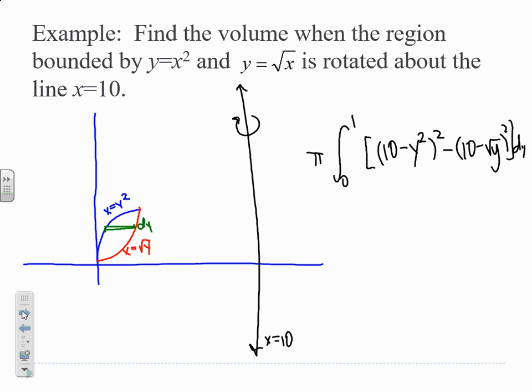Okay. If your axis of rotation were to be on the left side of your region, then it would be the opposite, right? You would have to say curve minus line, curve minus line, and you saw that yesterday, okay? Do you think I'd make you do that one by hand? I hope not. No, I'm not making you do this one by hand.